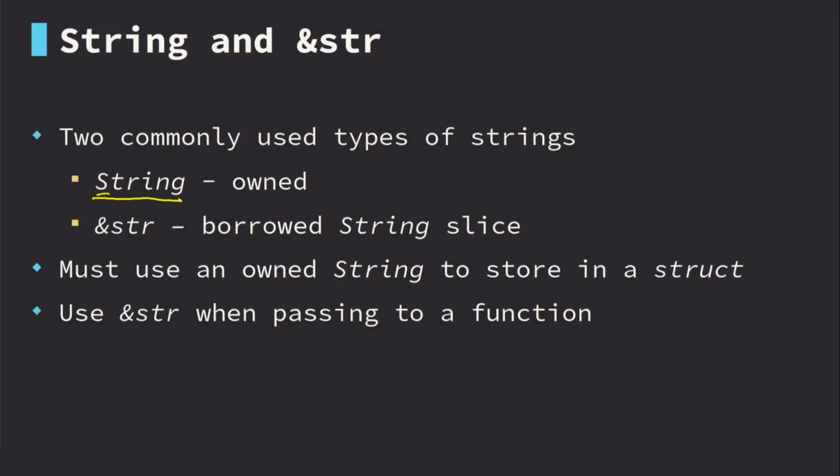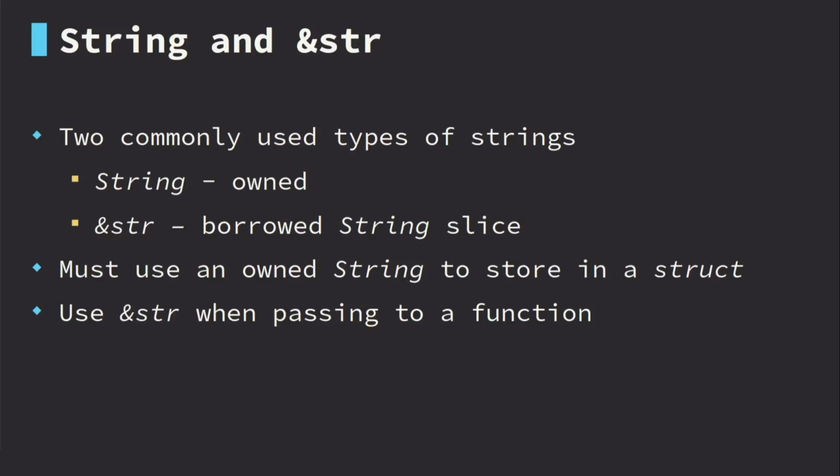String type with the capital S. The String type is an owned data type. That'll be an important distinction in a moment. We then have the reference to str. This is a borrowed string slice. You can say this as a string slice.